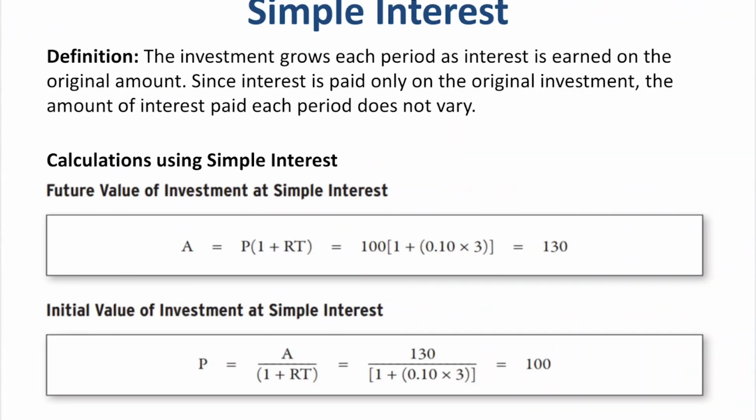Simple interest by formula: basically, what we're saying is the investment grows each period at the interest earned on the original amount, the original principal. Since the interest is paid only on the original investment, the amount of interest paid each period does not vary. So if you invest $100 at 10% for 3 years, every year you will get $10, which is 10% of the $100, for 3 years. Rearranging the formula, you will be able to get the principal as well.